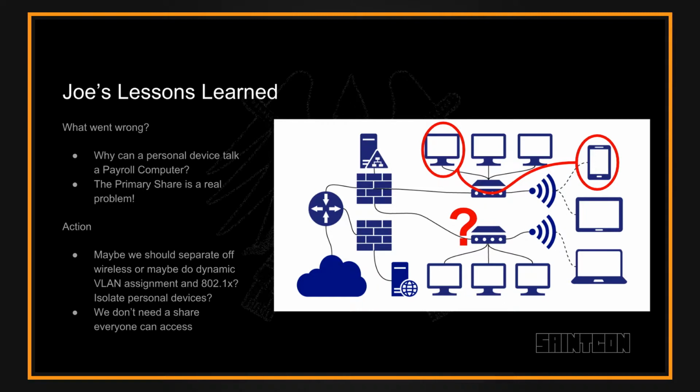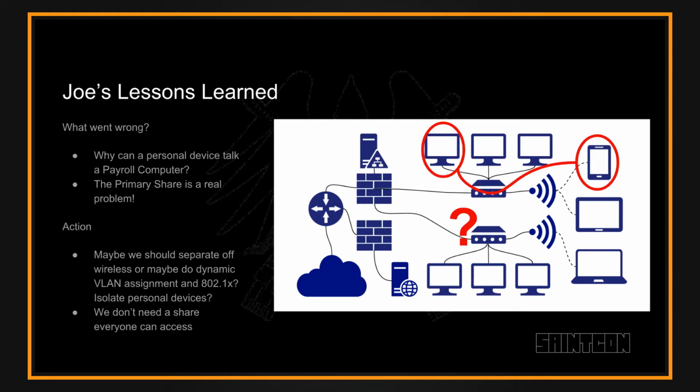Is there a reason why Steve's phone that he has in his pocket should be able to talk directly to his machine sitting on the network? Is there any reason for that? I can't think of a reason. So there's no good reason. But the primary share is the real problem. Well, do we have a share that we share out across our entire organization? There could be some legitimate issues with that.